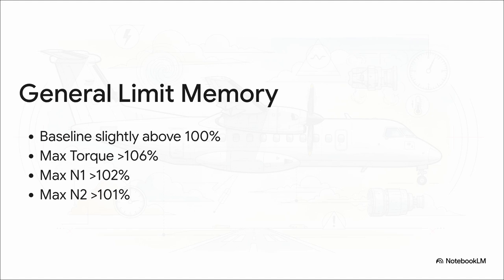Okay, I know that was a lot of numbers. So, to memorize these general limits effortlessly, just visualize the Q400's twin turboprops and keep your numbers clustered right around 100% baseline. When you think of the engine spools and power output, torque, N1 and N2, they all trigger red critical limits just a tiny fraction over 100. N2 breaks at 101, N1 at 102, and torque gives you a slightly larger buffer up to 106. Grouping these conceptually as the 100-plus club saves you from having to rote memorize seemingly random data points. It's a real game changer.